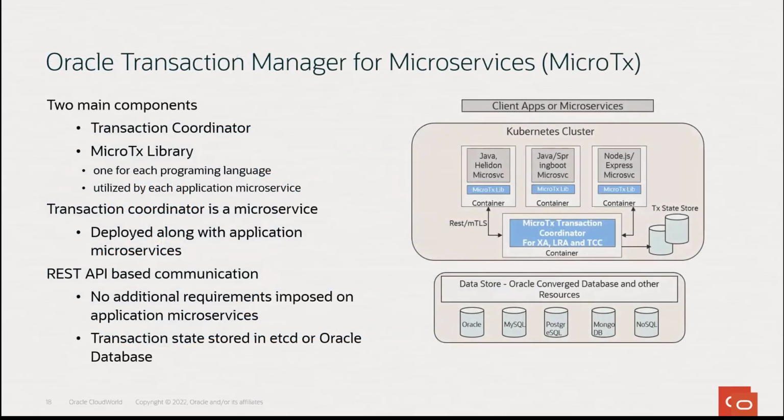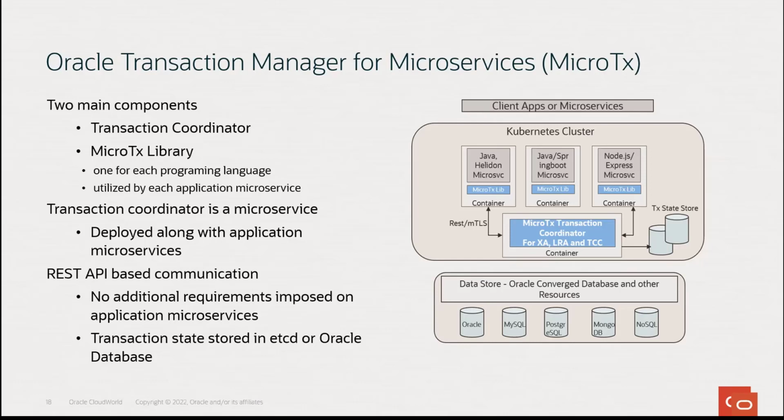So the transaction manager consists of two major components. One is the transaction coordinator itself. It's responsible for managing the state of the transaction and ensuring that all the participants are maintained and operating correctly within the transaction. And then as well, we provide a set of client libraries for each environment and programming language. What these do is dramatically simplify making use of the transaction coordinator. The transaction coordinator itself is simply another microservice. It gets deployed into Kubernetes, just like your application services would. And all the communication is done via REST at the moment.